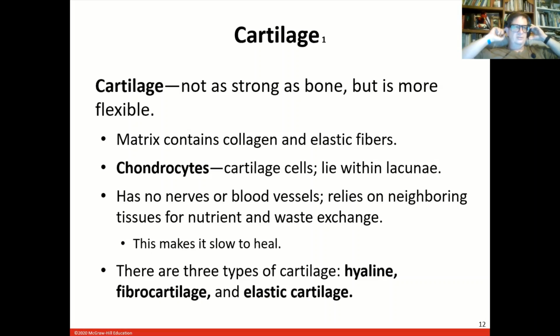Elastic cartilage has a lot more elastin fibers than normal cartilage, and your outer ear is made of it. That's why you can fold it over and twist it around and it'll bounce right back with no damage. All right, so let's move on.